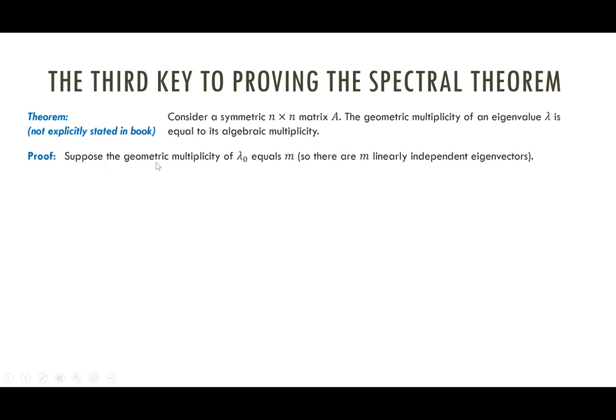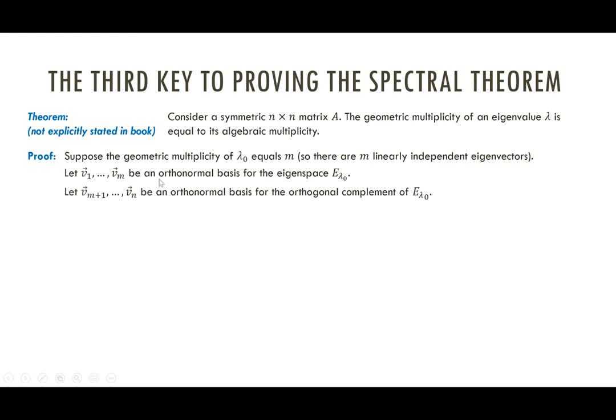So suppose the geometric multiplicity of some eigenvalue lambda 0 equals m. Remember, geometric multiplicity is the number of linearly independent eigenvectors you have corresponding to that eigenvalue. So let's say there are m. Then let v1 to vm be an orthonormal eigenbasis for the eigenspace. Again, find your m linearly independent vectors and apply Gram-Schmidt until you get v1 to vm. I mean, in theory; don't do it in practice. It's such a pain. Make a computer do it for you.